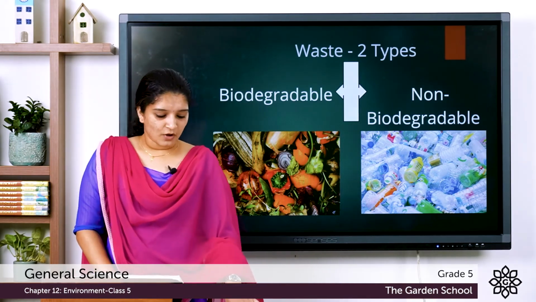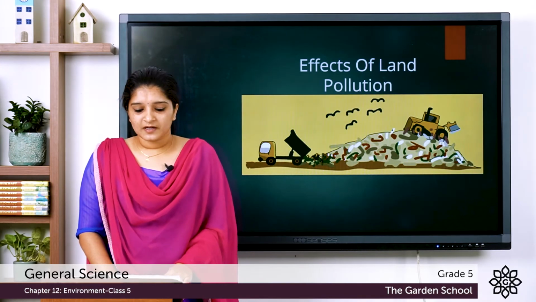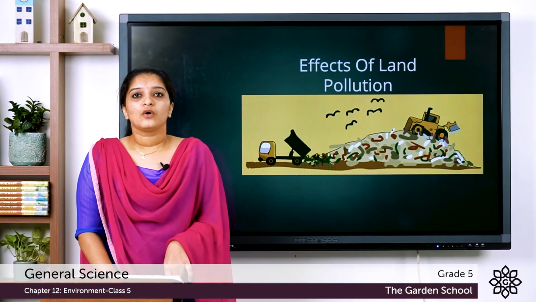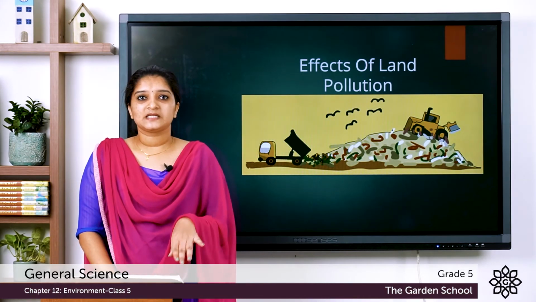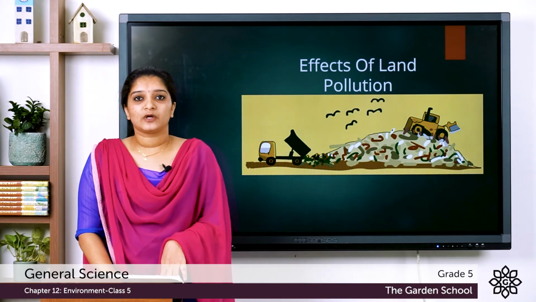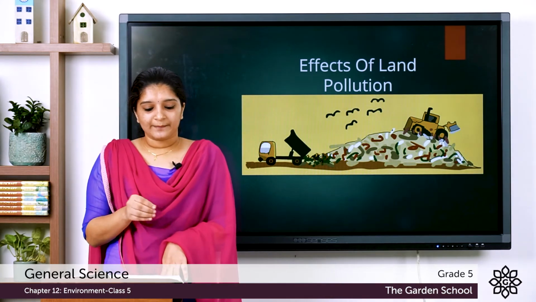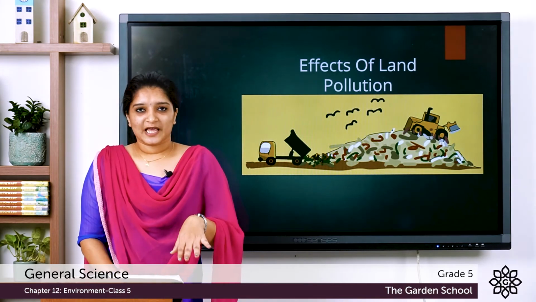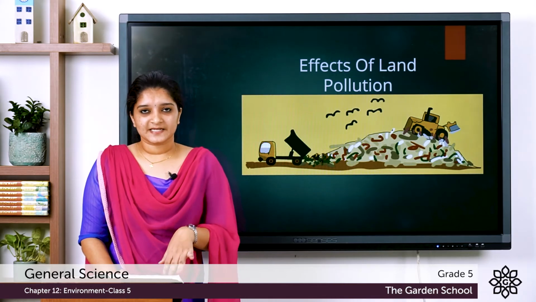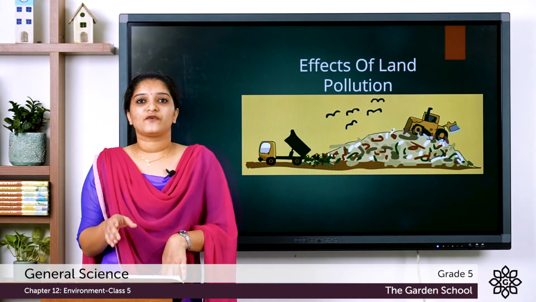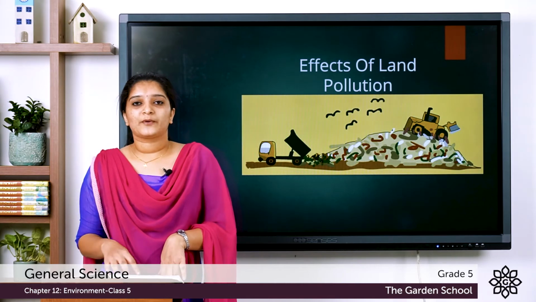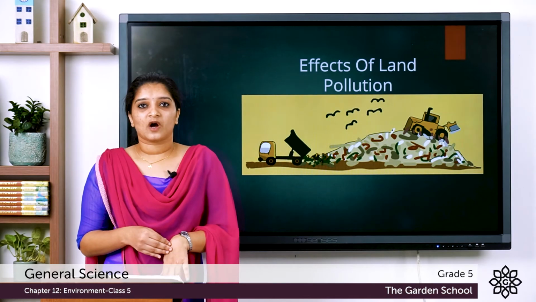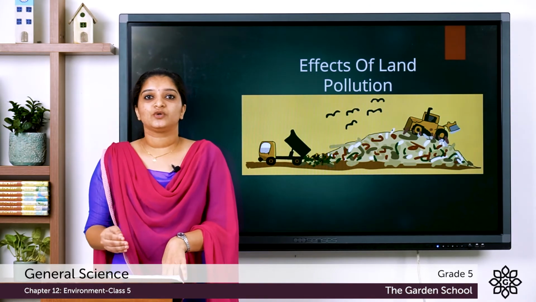Now let's see the effects of land pollution. In the last class, we learned that farmers use fertilizers, pesticides, insecticides, etc. for farming purposes. These chemicals change the soil properties and thus pollute the land. When these chemicals get dissolved in the rainwater and reach water bodies, they lead to water pollution.